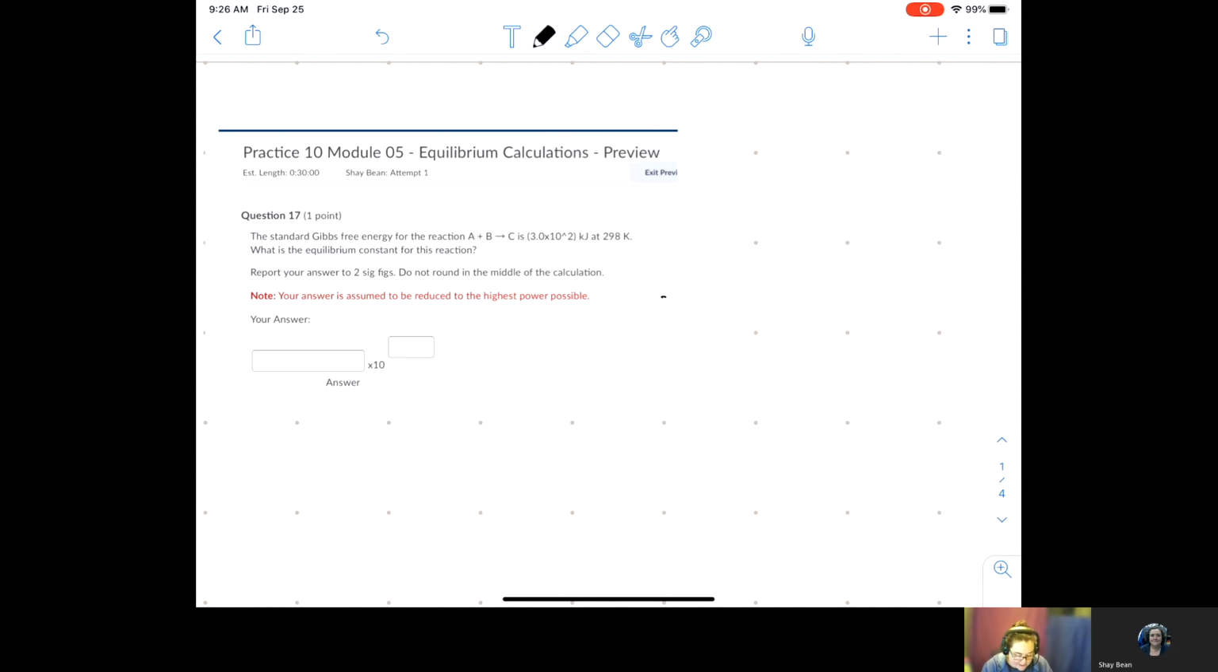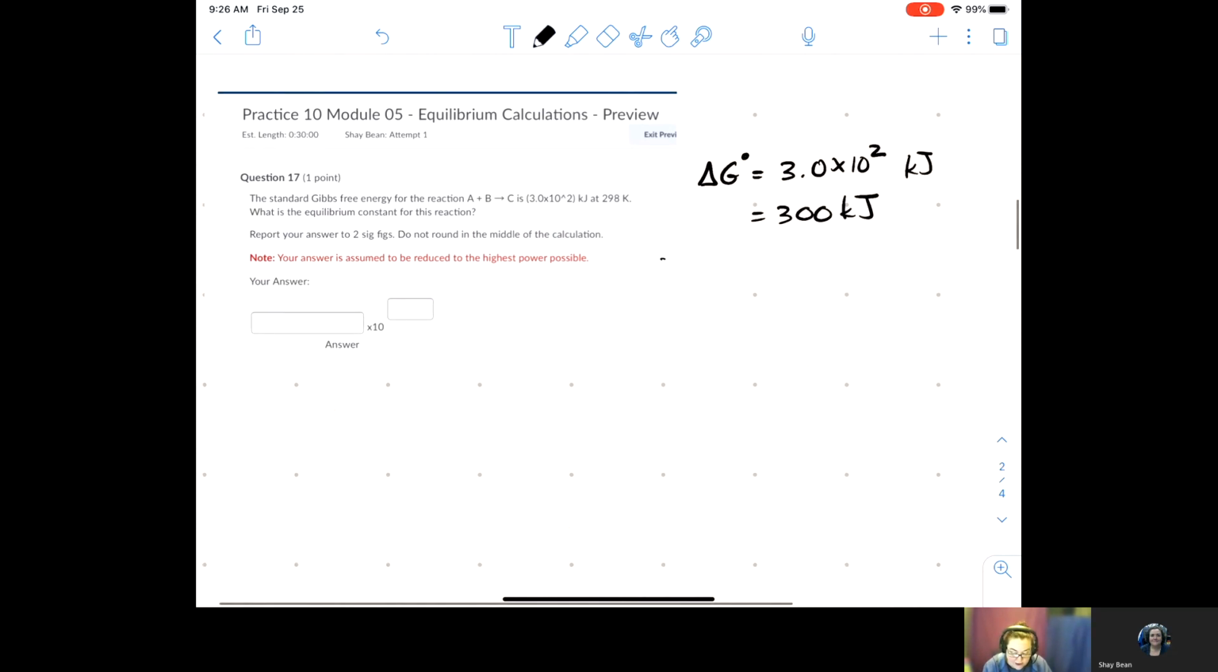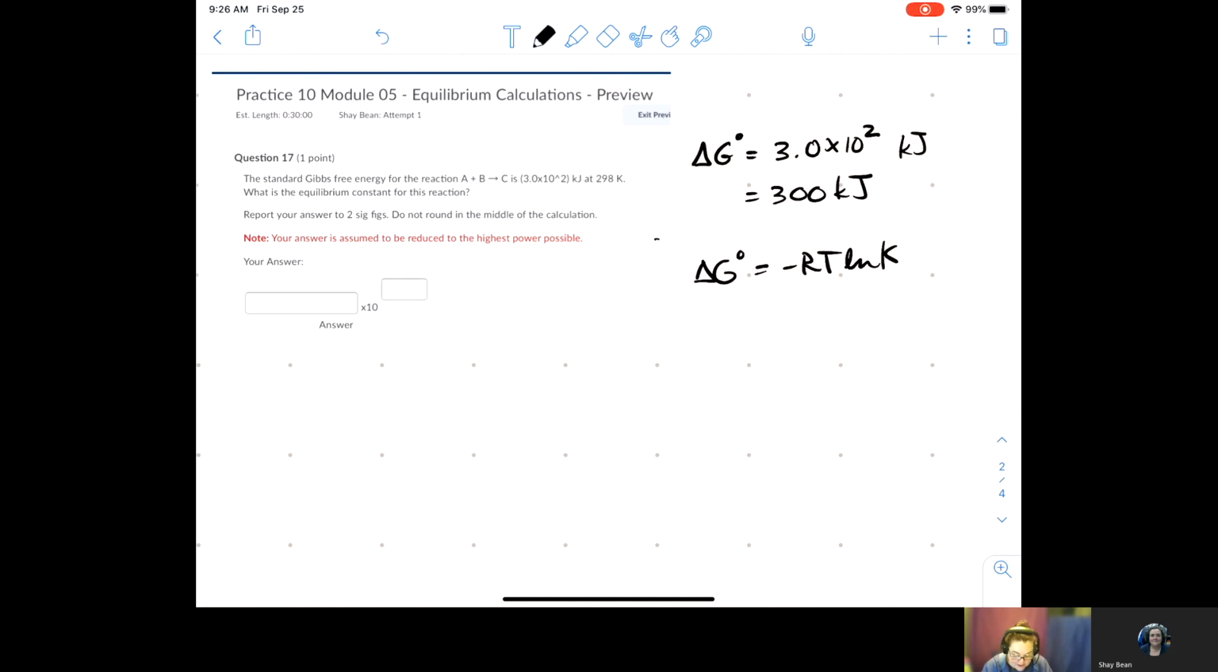So we have that the standard Gibbs free energy change for this reaction, the delta G naught, is equal to 3.0 times 10 to the 2 kilojoules. Well, that's 300 kilojoules, just 300 with 3 significant figures, at 298 Kelvin. What is the equilibrium constant for this reaction? Delta G naught equals minus RT log K. And in this particular problem, we're asked to solve for K, the equilibrium constant. Now, this is the natural log of K that we're trying to solve for. We're going to see this several times this semester, so let's make sure that we can handle those natural logs.